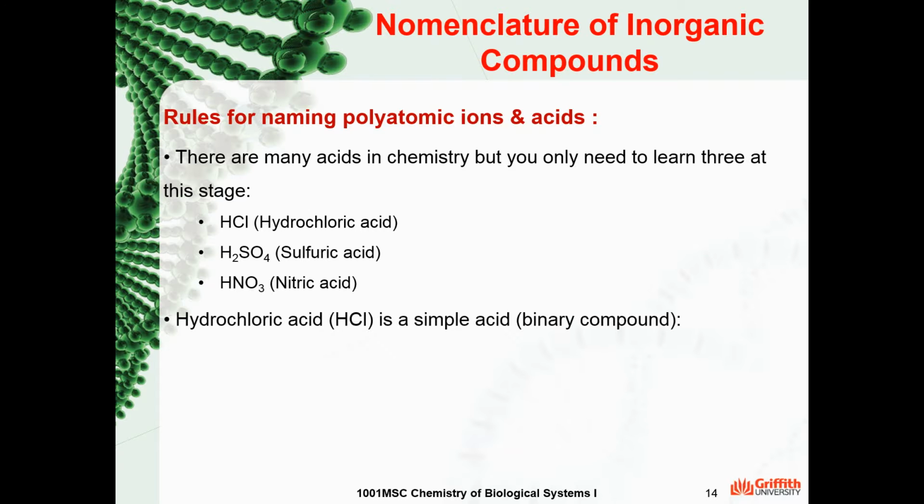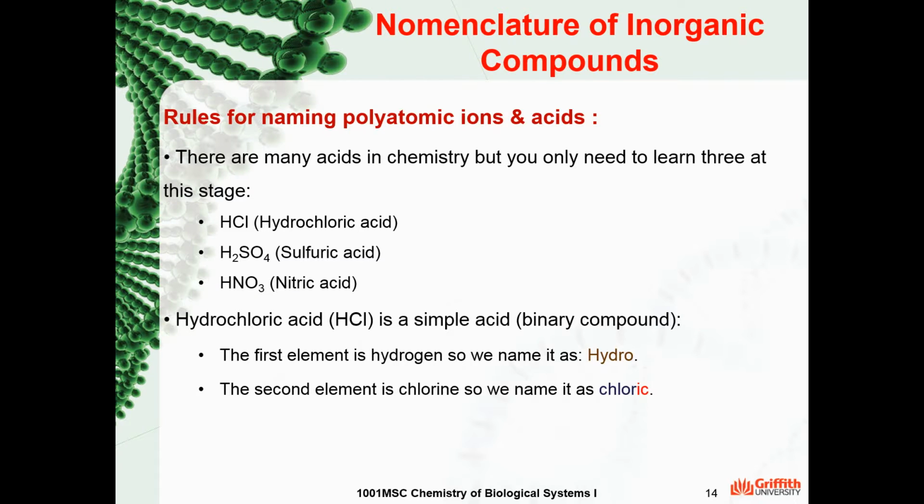Hydrochloric acid is the simplest form of an acid, and to name these types of acids, we follow the following steps. The first part of this simple acid is a hydrogen element, so we name it as hydro. The second element is chlorine, and it becomes chloric. We add acid at the end of the name, so the name becomes hydrochloric acid.